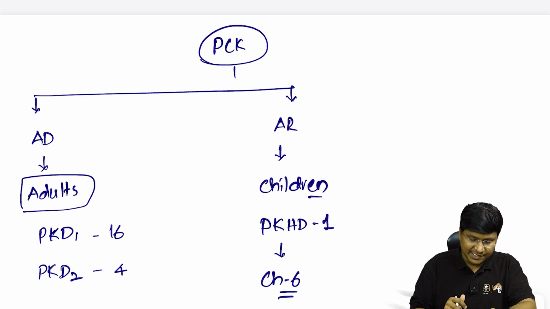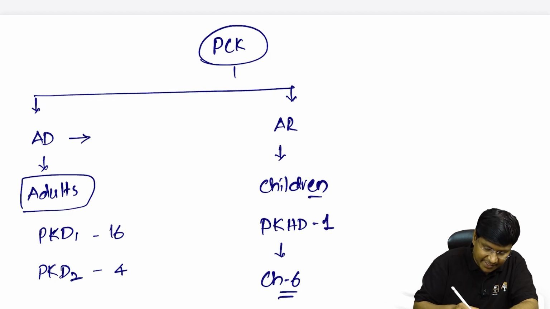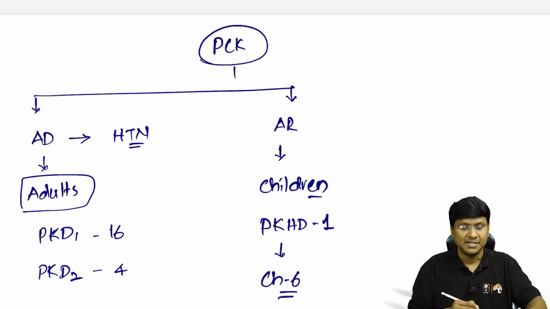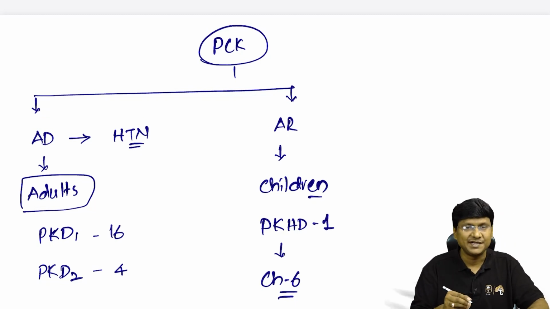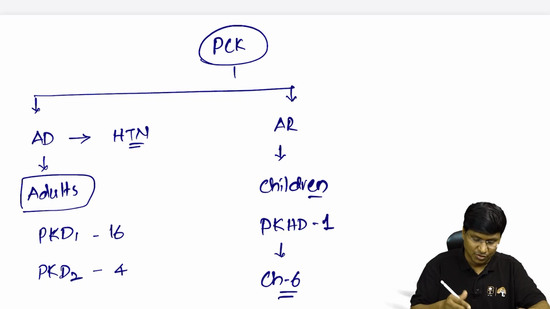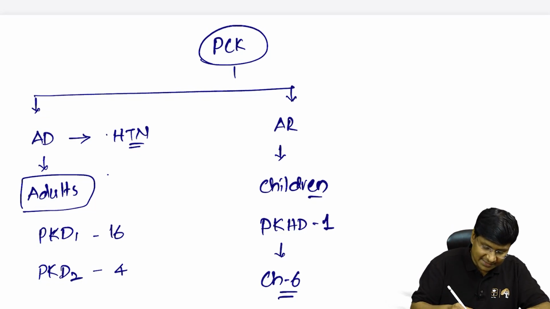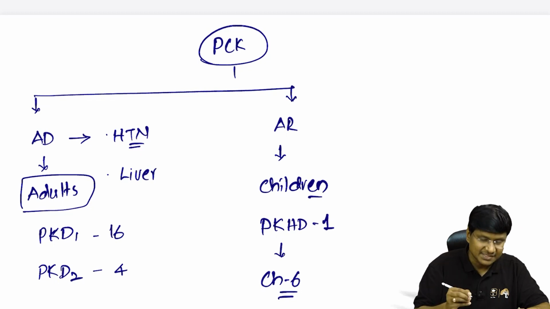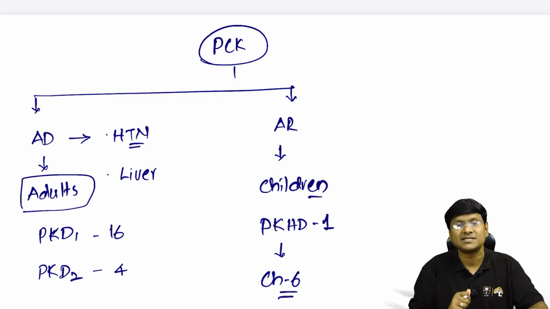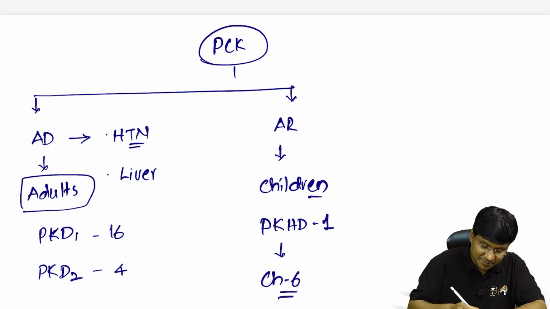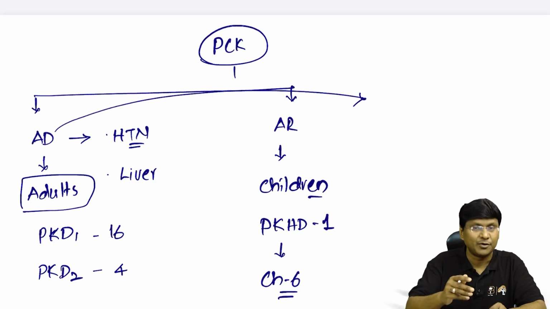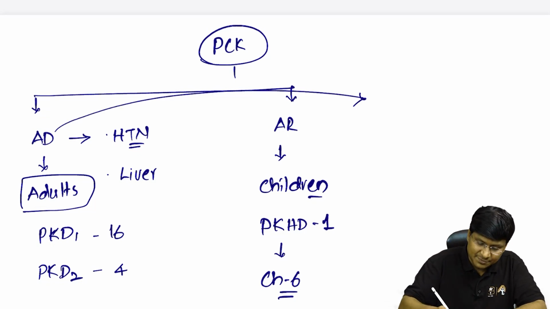And these ADPKD patients have an increased risk of hypertension. And please remember, in polycystic kidney disease the cysts are also present outside the kidney. So what are the other sites where cysts can be present? The cysts can also be present in the liver. Hepatic cysts can also be present. And in these patients with autosomal dominant polycystic kidney disease, you have CNS manifestations.